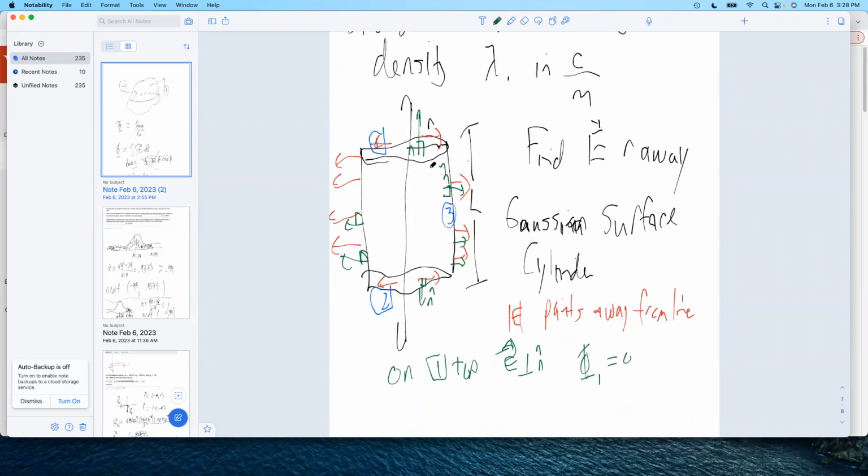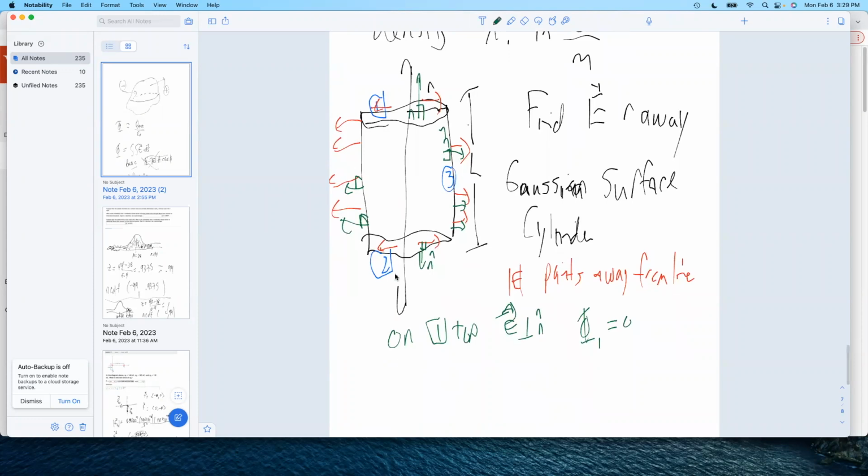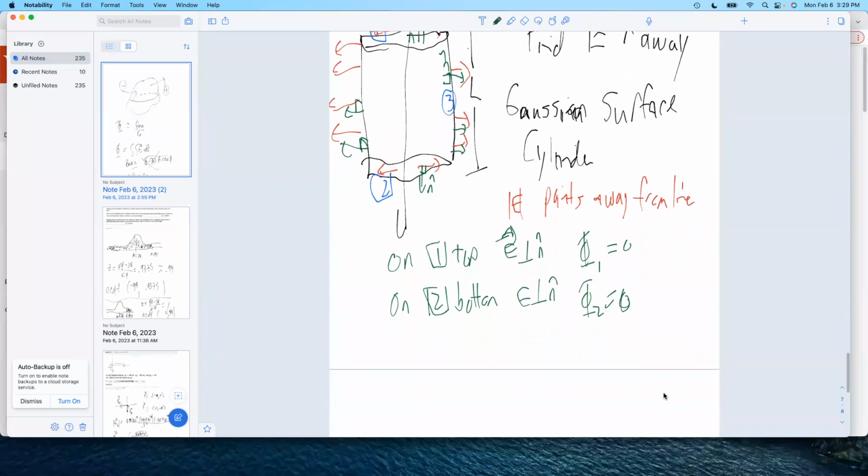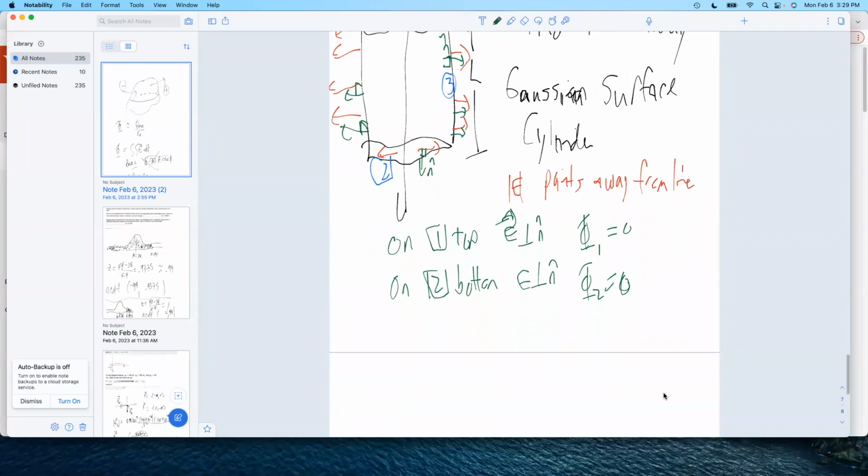Because none of the electric field is flowing up. It's not flowing through the top or the bottom. Same thing on 2, down here on the bottom. On surface 2, the bottom, E is still perpendicular to the normal vector, flux 2 equals 0. I need you to show all this on your solution. Now on 3.